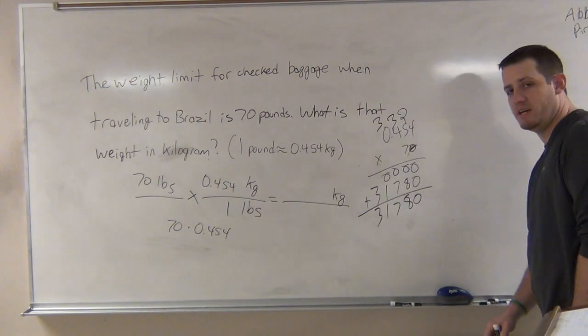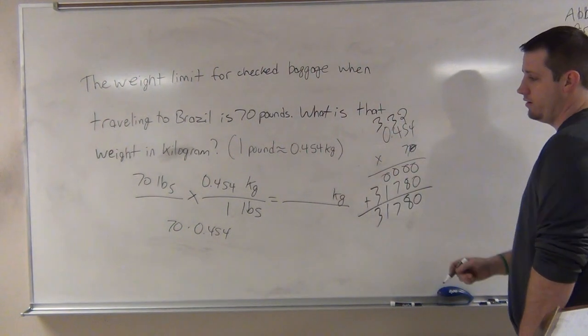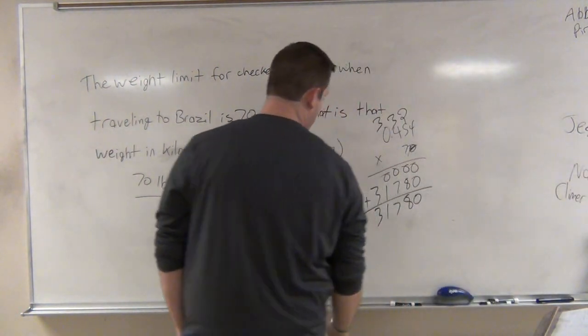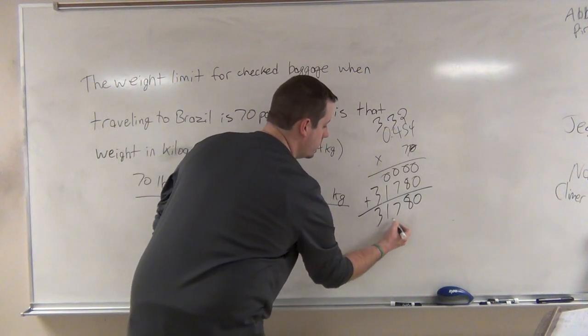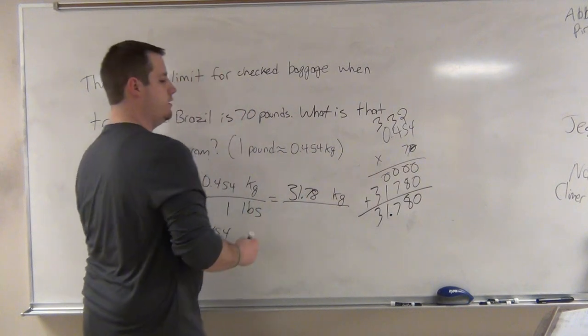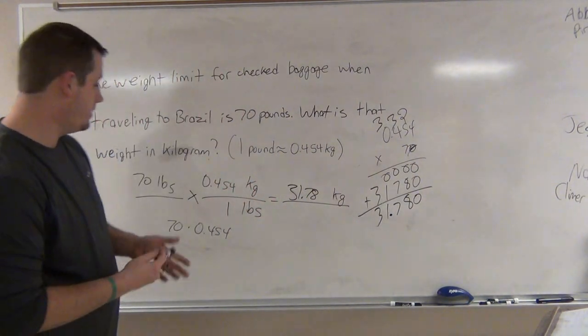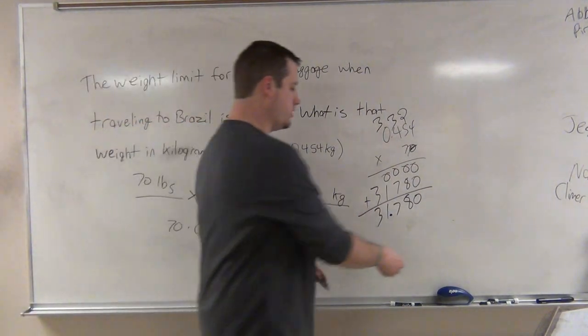How many numbers are in the decimal in my question? 1, 2, 3. That means I need that many in my answer. Okay? So, 1, 2, 3. 31.78. And I can leave the 0 there or I can drop it off. Okay? So basic conversion question. Let's move on to the next one.